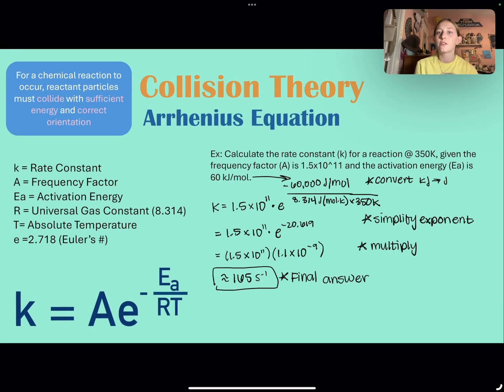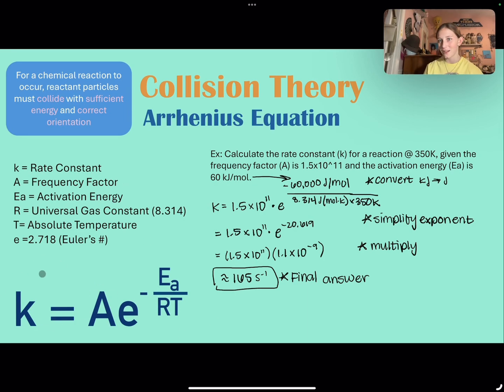Collision theory can be directly related to the Arrhenius equation, which is used to solve for K, the rate constant, E sub A, activation energy, or temperature. So, this is the Arrhenius equation.